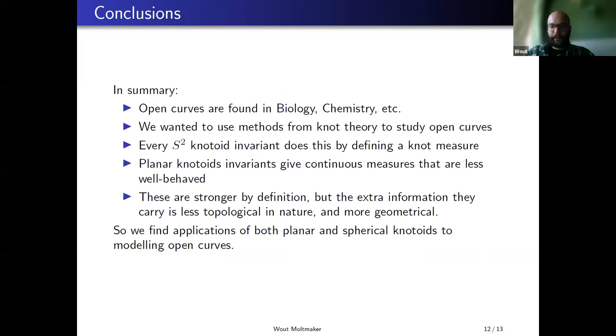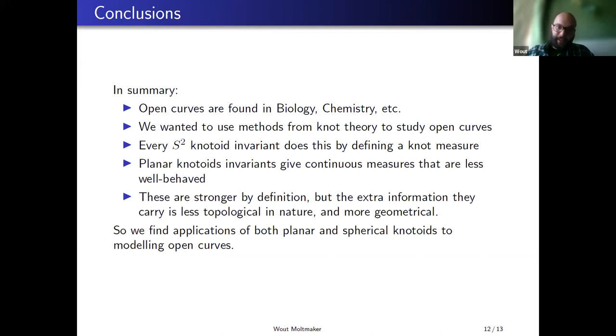So let me recap this. Right, so open curves are found all over the place and we want to study them using methods from knot theory. And so it turns out that spherical knotoid invariants can do this by defining knot measures. And this is very nice because knotoids very closely resemble knots, right? So we can use methods from knot theory to study knotoids and then apply this to open curves.